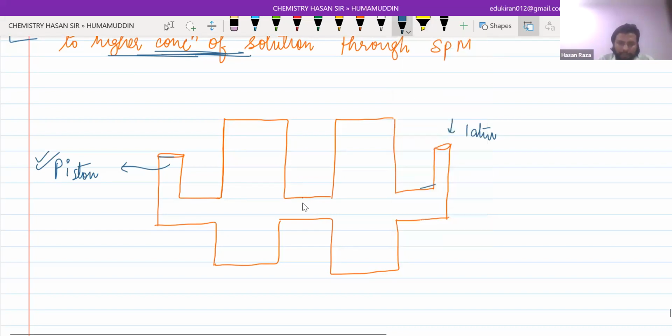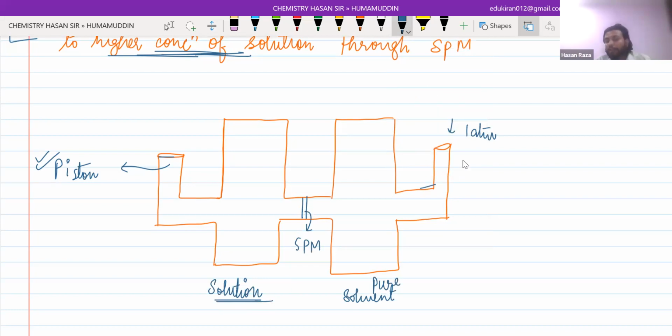Now, the next important point is that there is your SPM, through which only solvent can pass. On the left hand side is your solution, and on the right hand side is your pure solvent. In solution, you know that solute and solvent both are there. Now, my question is, what do you think? Where will the movement be, from right to left or left to right, or will there be no movement? What do you think?